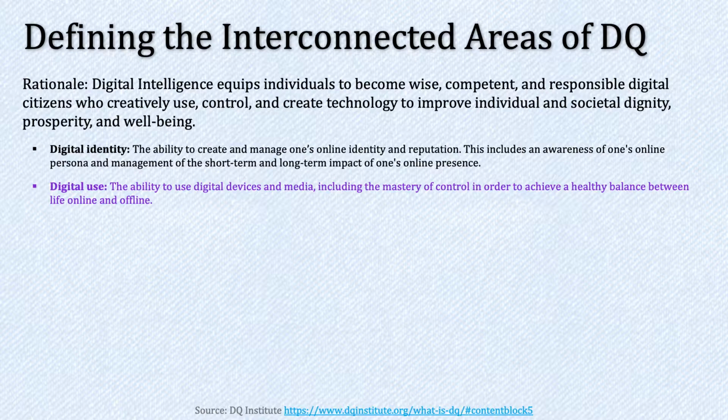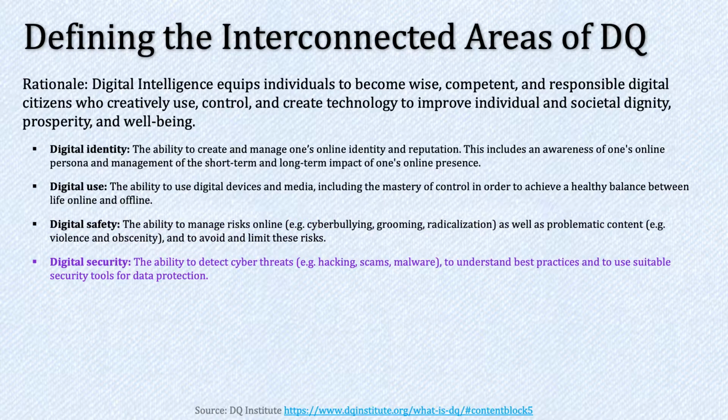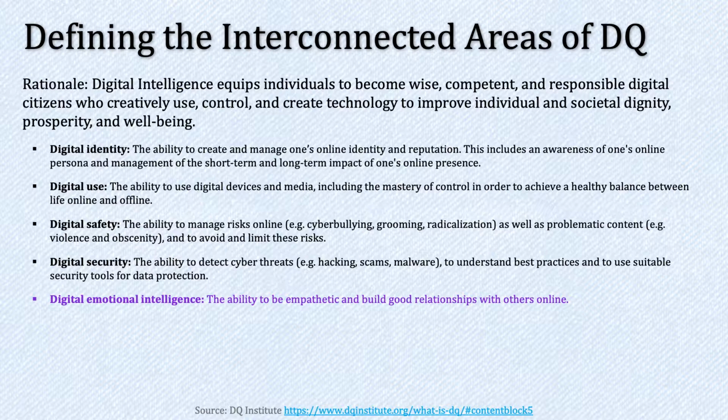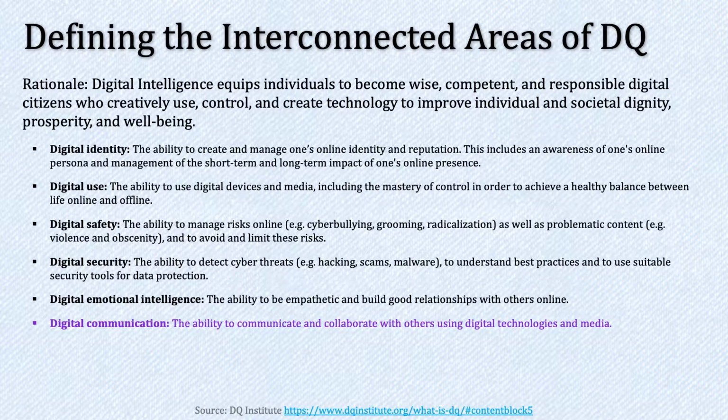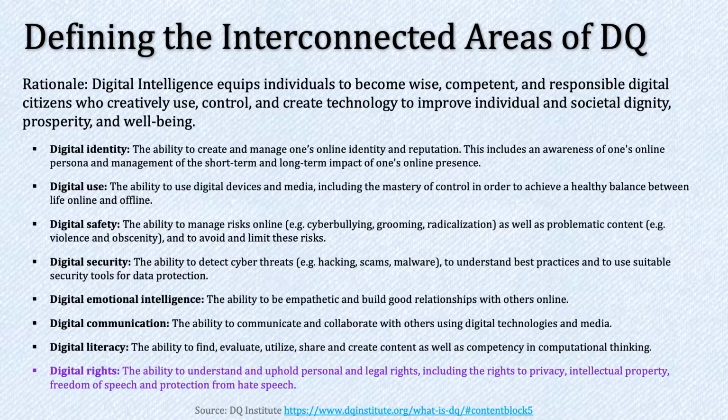Digital use is the ability to use digital services in media to achieve a healthy balance between life online and offline. Digital safety is the ability to manage risks online as well as problematic content. Digital security is the ability to detect cyber threats, to understand best practices, and to use suitable security tools for data protection. Digital emotional intelligence is the ability to be empathetic and build good relationships with others online. Digital communication is the ability to communicate and collaborate with others using digital technologies and media. Digital literacy is the ability to find, evaluate, utilize, share, and create content, as well as competency in computational thinking. And digital rights is the ability to understand and uphold personal and legal rights, including the rights to privacy, intellectual property, freedom of speech, and protection from hate speech.